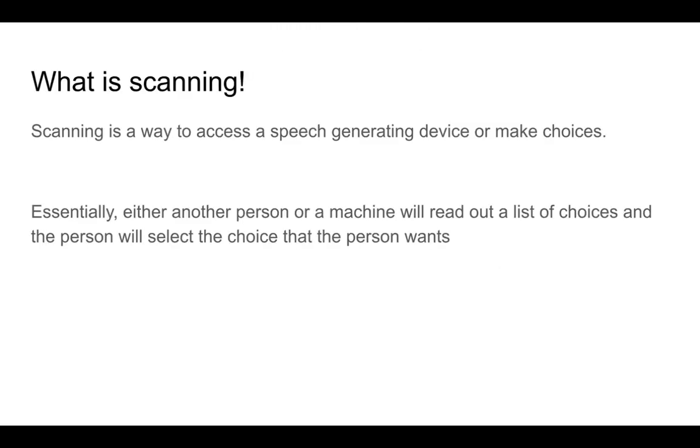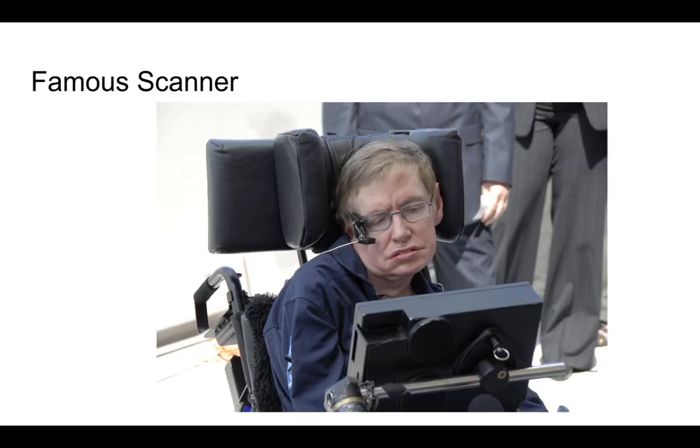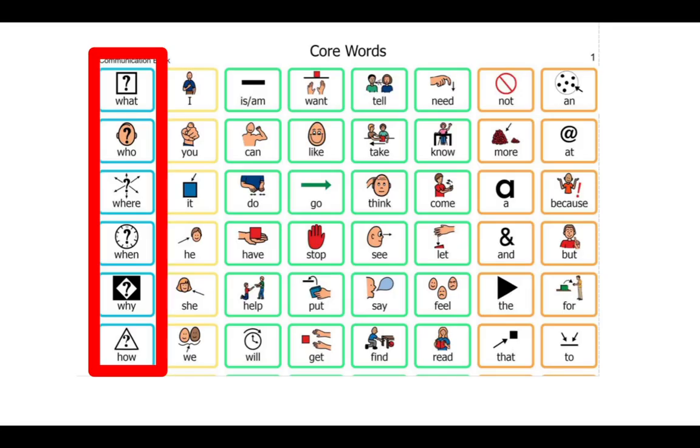So, what is scanning? Essentially, it's a way to access an AAC device or a computer or make choices. Usually, a person or a machine will read out your choices, and then the communicator will select the choice that they want. Professor Stephen Hawking, a very famous scanner, used two-step scanning, which we'll talk about more in a little bit, to communicate almost everything in his life. So it can be very helpful.